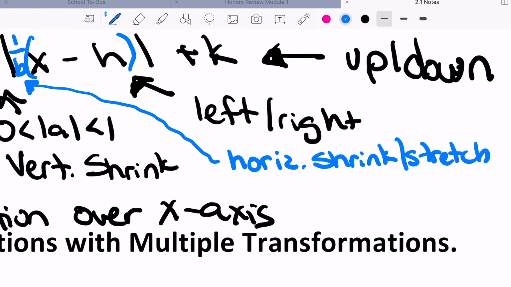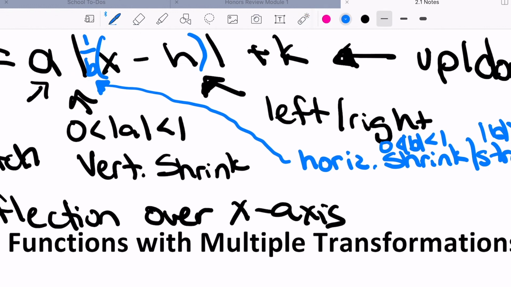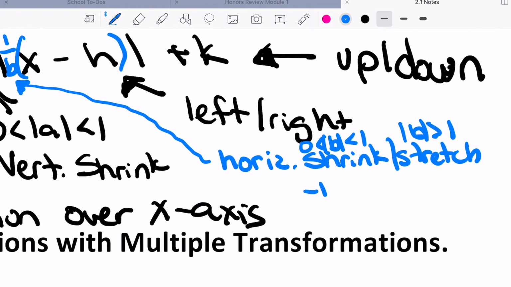So if the b value is greater than 1, it's a stretch. If the b value is less than 1 or 0, it is a horizontal shrink, okay? And what you have to realize is that this is always going to be the reciprocal. It's not what's listed in the function, it is the reciprocal, okay? As for reflection, if it's negative b, it will be a reflection over the y-axis.